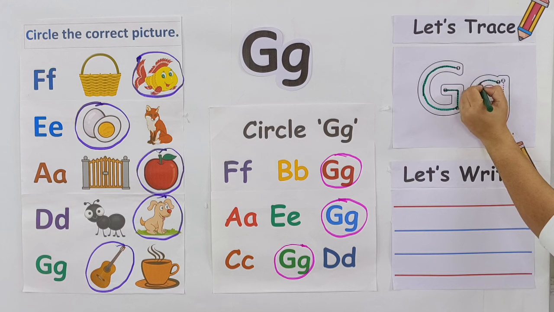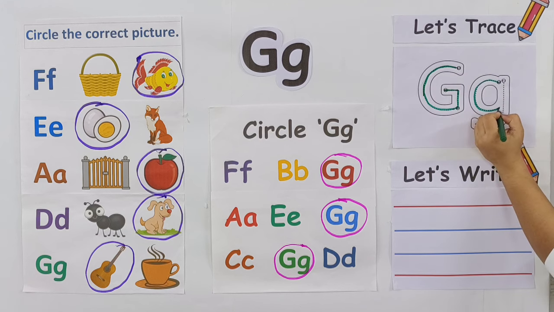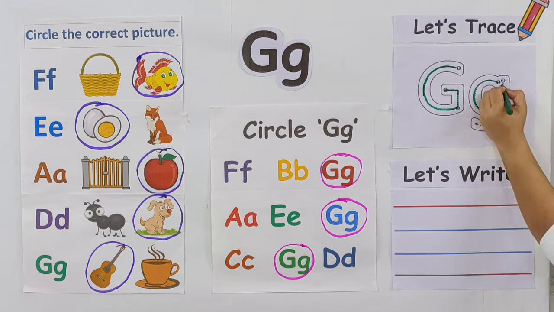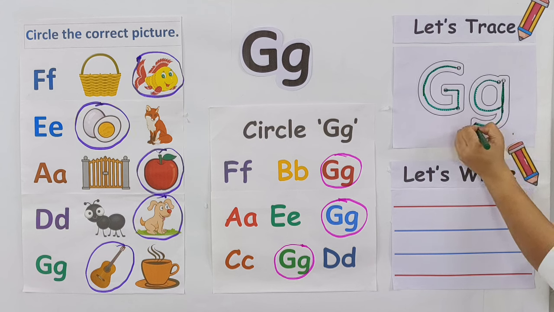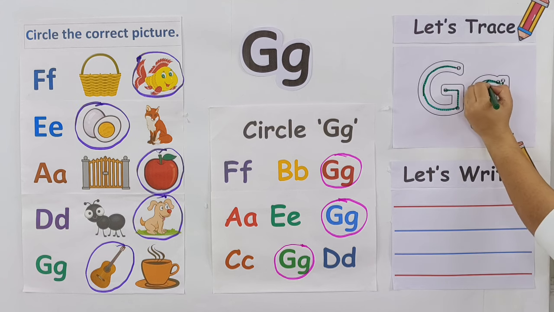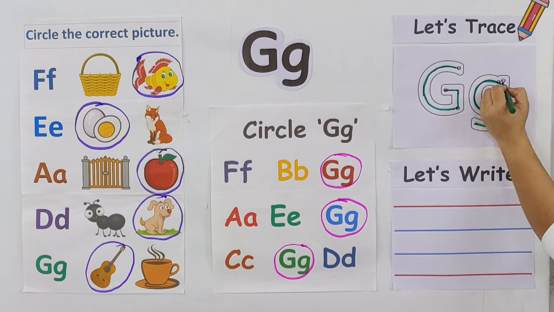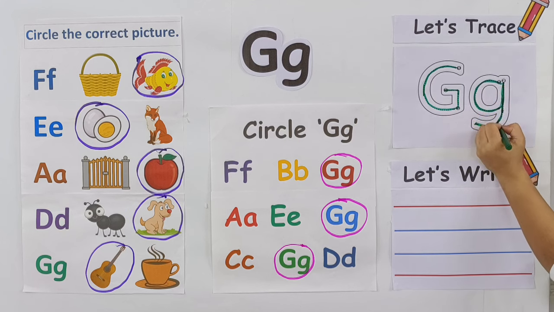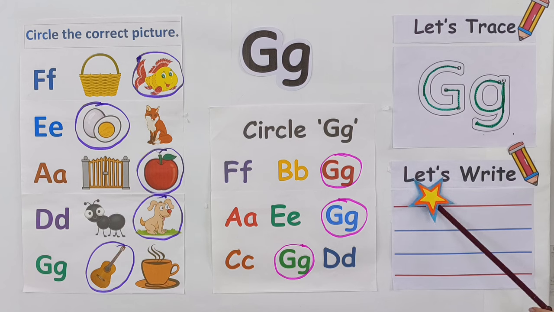Now let's trace lowercase letter G. We are going to make a curve. It looks like letter C, a curve. Then we are going to go up, come down, and turn towards your left. So make a curve. Go up, come down, turn towards your left. This is lowercase letter G.